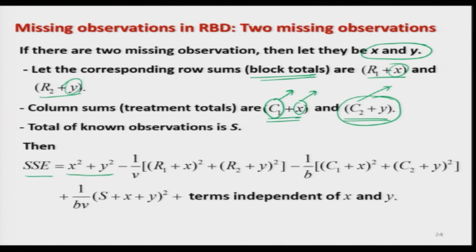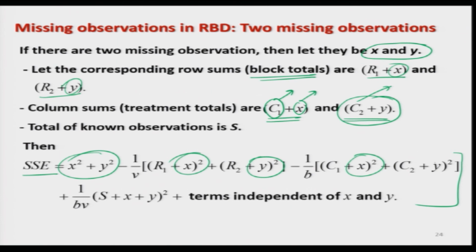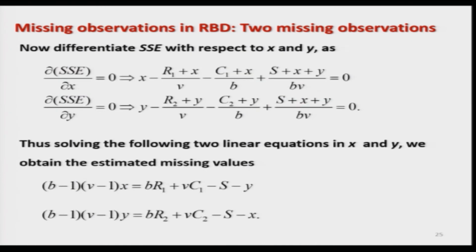And then we write down the SSE. SSE will come out to be x square plus y square minus sum of squares due to row minus sum of squares due to column. And then SSE can be obtained as TSS minus SS block minus SS treatment, and you can see this term will come out like this, and x and y are appearing here, right. That is a pretty simple expression, only a couple of minutes' job, and I expect that you should be able to do it.